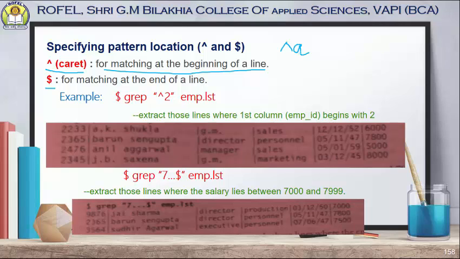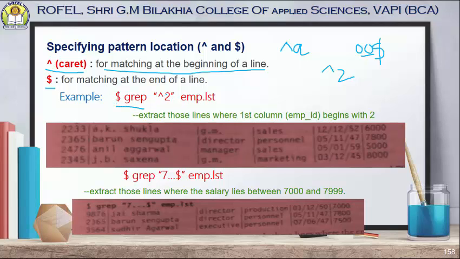So caret A written without a square bracket means it will match all the lines which are starting with A. Caret 2 means it will match all the lines which are starting with 2. If I write 0, 0, dollar, it will match all those lines which are ending with 0, 0. जो line में end में 0, 0 आता है, वो line match करेगा. Okay? So let us see some examples.